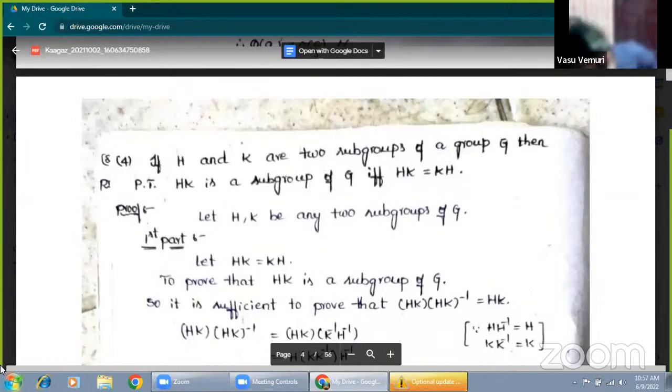Please stay on the line. There are only very few classes. That's why, according to our concept and understanding capacity, we will explain some important theorems, particularly in the entire remaining 3 classes.